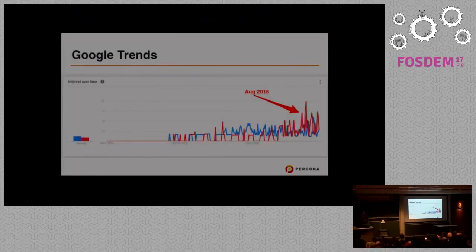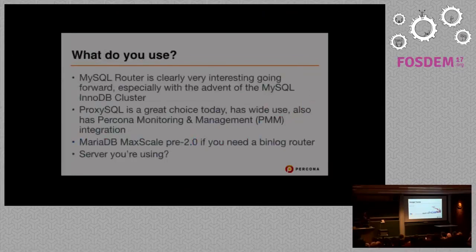And a metric that I don't think is a metric, but if you cared about Google Trends, this is a joke, of course. This is the Google Trend thing, and the red is ProxySQL, and it starts spiking a lot in August of 2016, and I'm guessing you all read the news and know why.